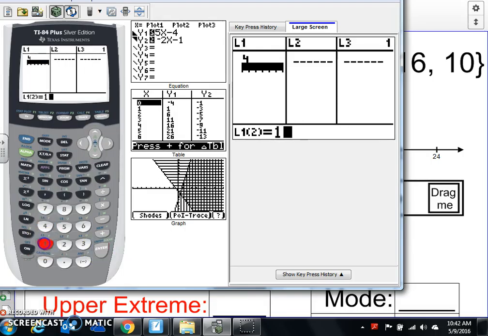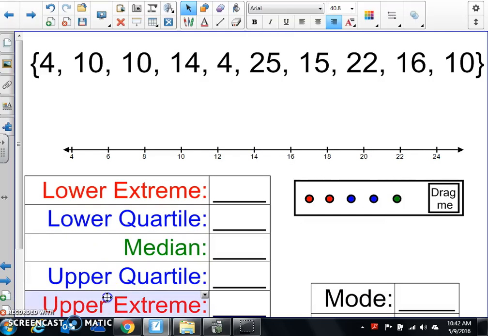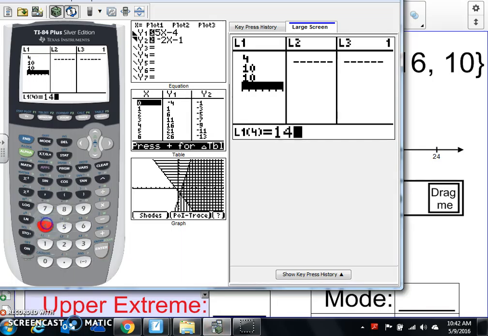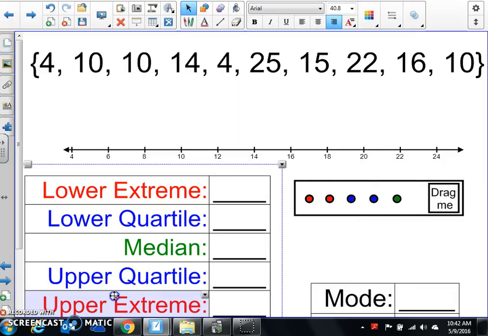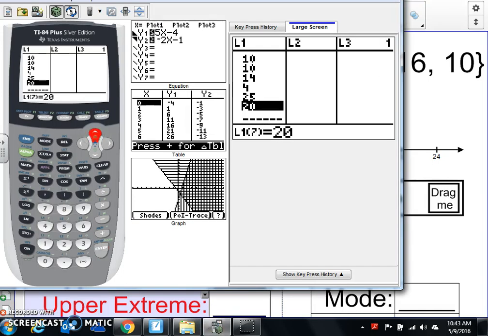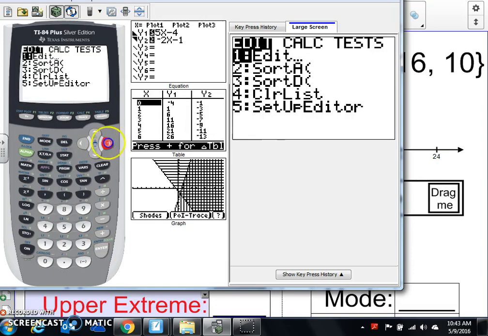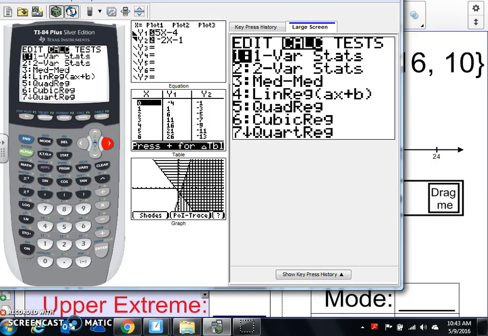So 4, 10, 10, I don't know what else we have, 14, 4, 25, 20. Oh, it wasn't 20. It's 15. All right, 15, 22, 16, 10. All right, so those are my data points. Now I go to stat, calculate one variable statistics.